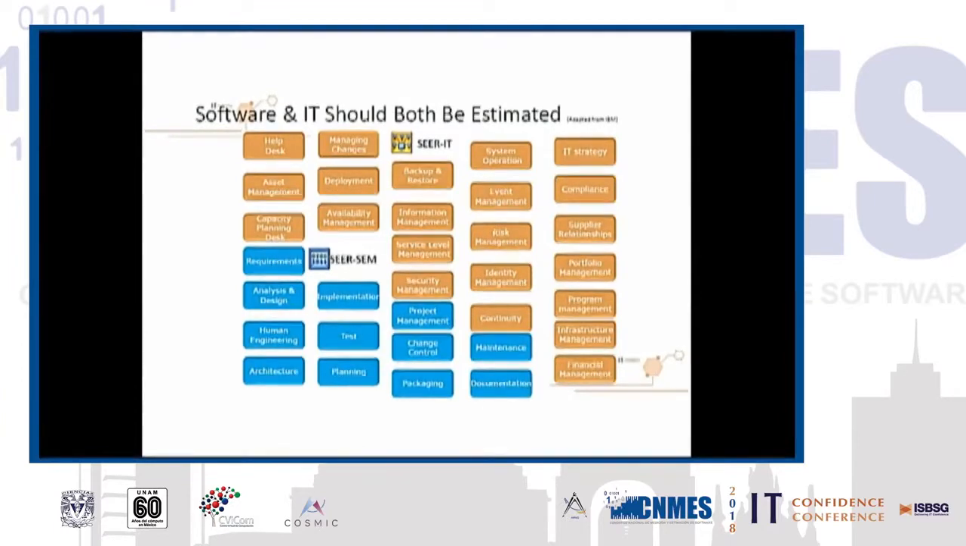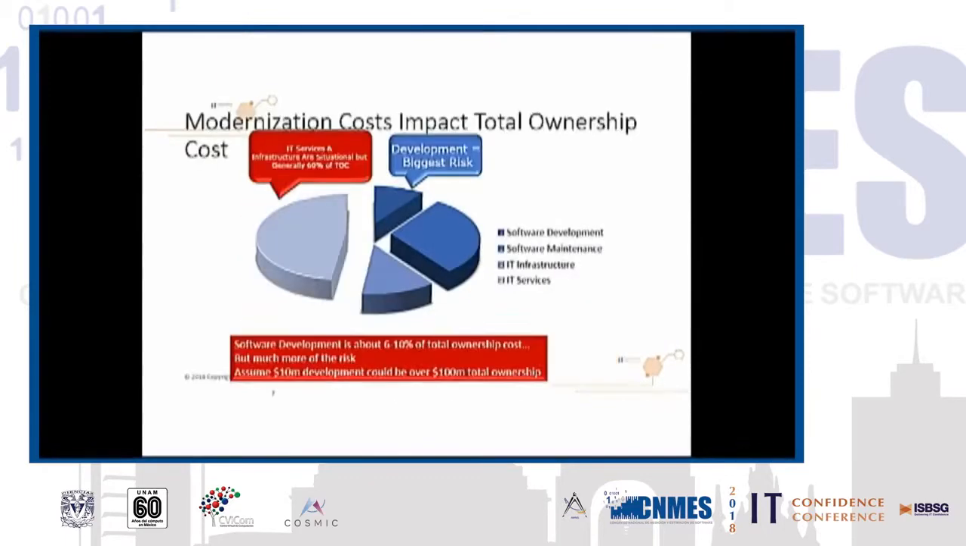The point is, there's lots of stuff to estimate here. And if we just estimate the cost of the software, we will be in trouble because we're going to miss huge parts of the cost. Next, please. Now, if you look at typically the costs, software development is usually about 6 to 10% of the total ownership costs of a system.